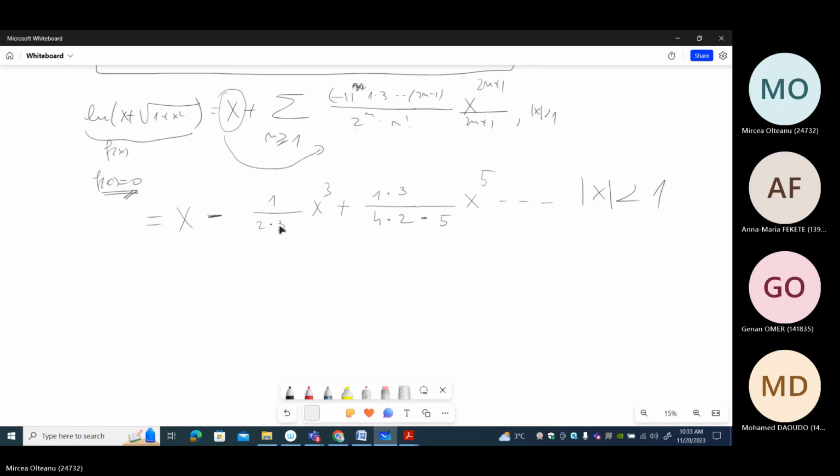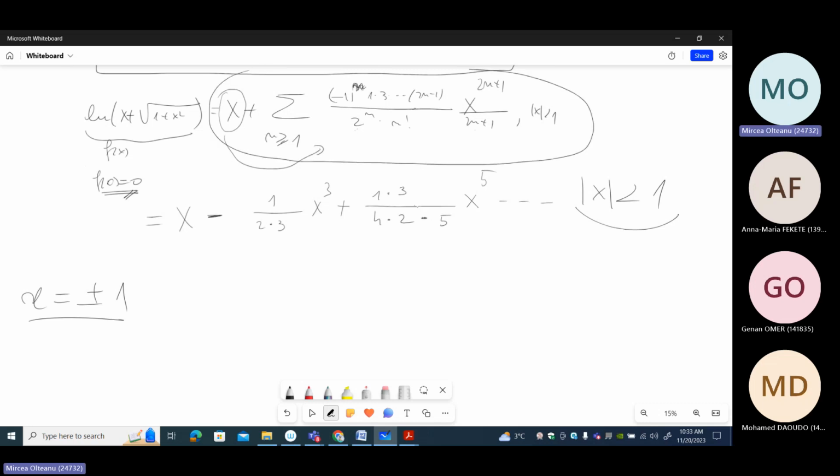What could we answer here? What happens at the ends of the interval? What happens at x equals plus or minus 1? Well, at the ends of the interval, as you can see, the series will be, who can tell me? If we put here 1 or minus 1, the corresponding series will be what? Convergent or divergent?